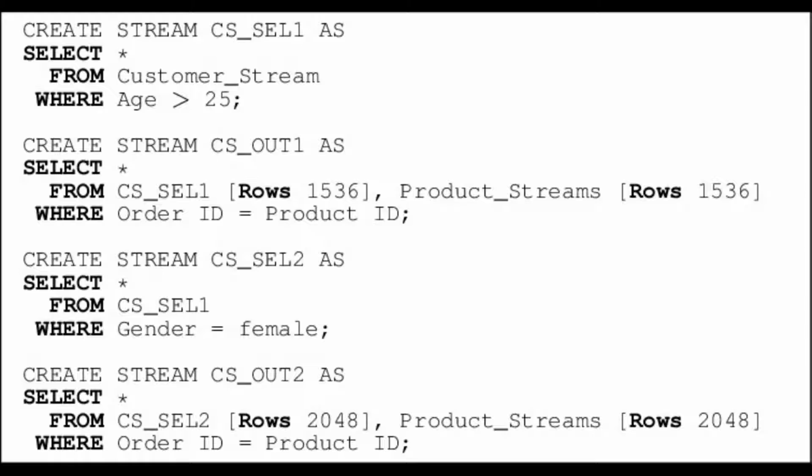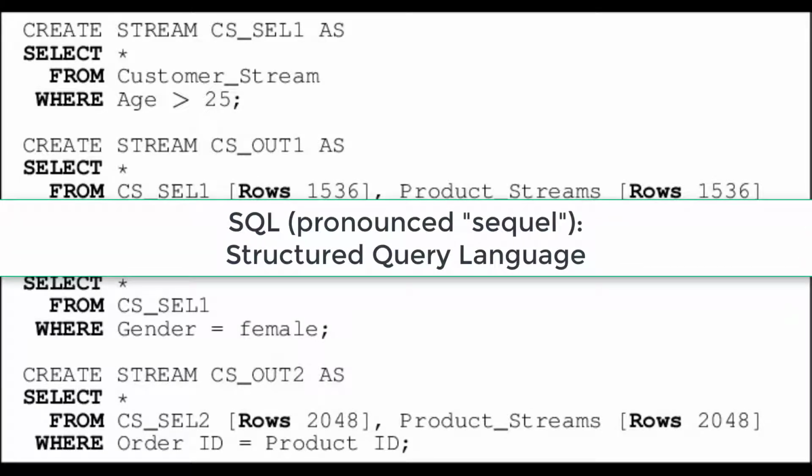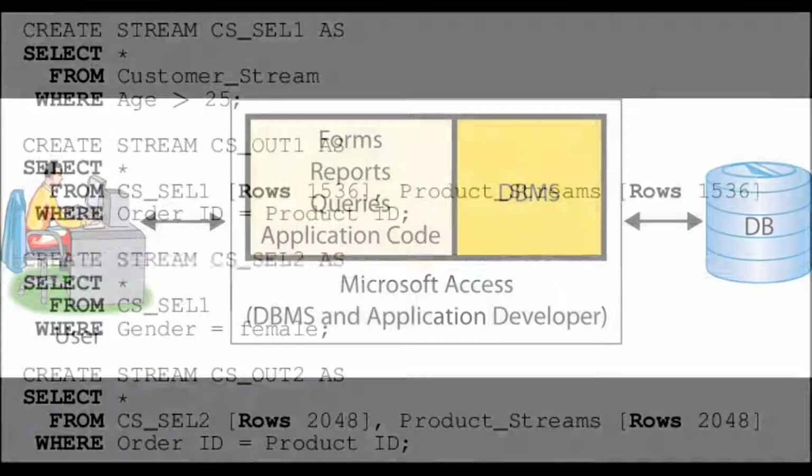A DBMS accesses data in a database using structured query language, or SQL, which is pronounced "sequel." SQL statements are more like English statements as compared to other programming languages where statements are often in brackets and end in semicolons. You may hear SQL referred to as a fourth-generation language because of its ease of use.